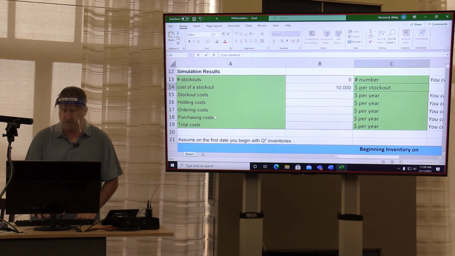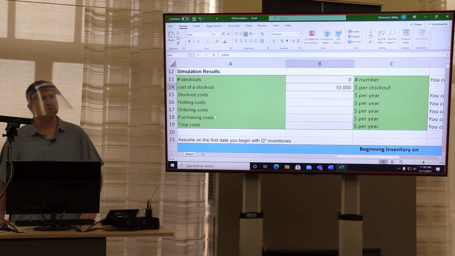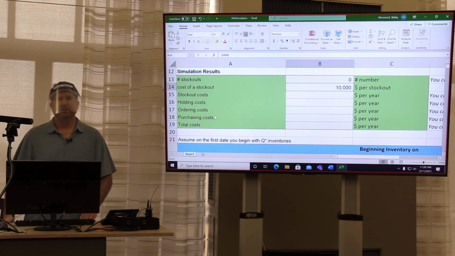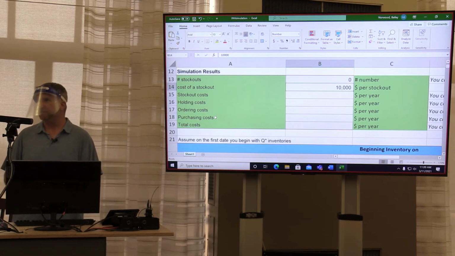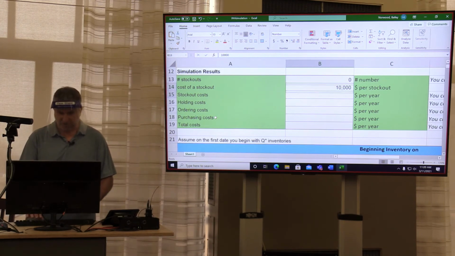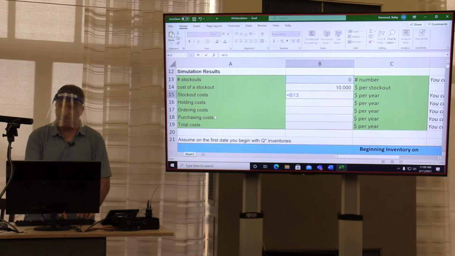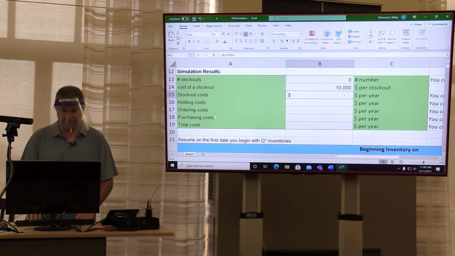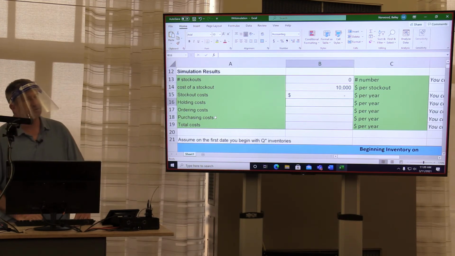So every time there's a day where we run out of inventory, that's like a $10,000 hit to us. And so our total stockout costs here are just going to be the number of stockouts, which happen to equal 0, times the cost of a stockout. Okay. Holding cost, we're going to do it a little differently.